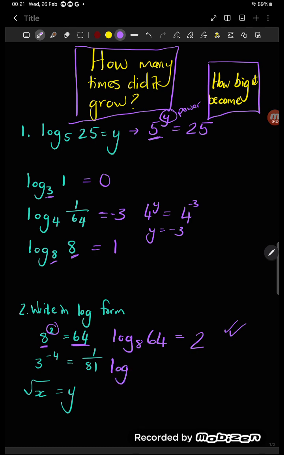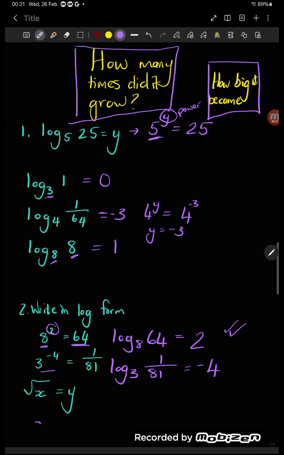Log base 3 of 1/81, which is 9 times 9, but it's also 3 times 3 is 9, times 3 is 27, times 3 is 81. So log base 3 of 1/81st is the same as saying minus 4. Why? Because 3 to the minus 4 is going to give me 1/81.